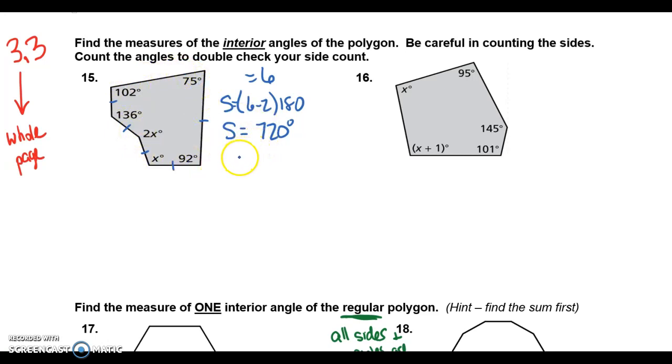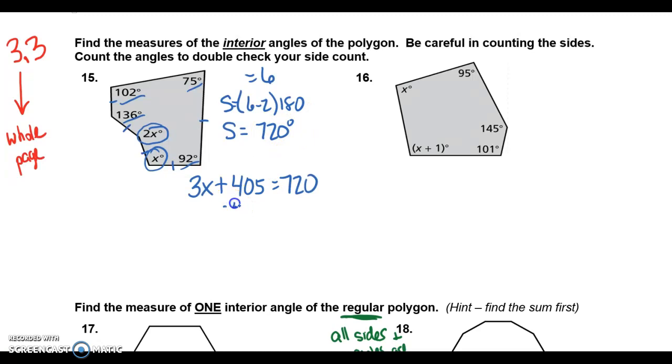Write an equation. I'm going to go ahead and combine like terms while I do that. Here's a 2x, here's an x. Together, that makes 3x. Here's a 92, a 75, a 102, and a 136. Use your calculator, add those together, and you get 405. Okay, that equals 720. How do we know? We did the math right here.